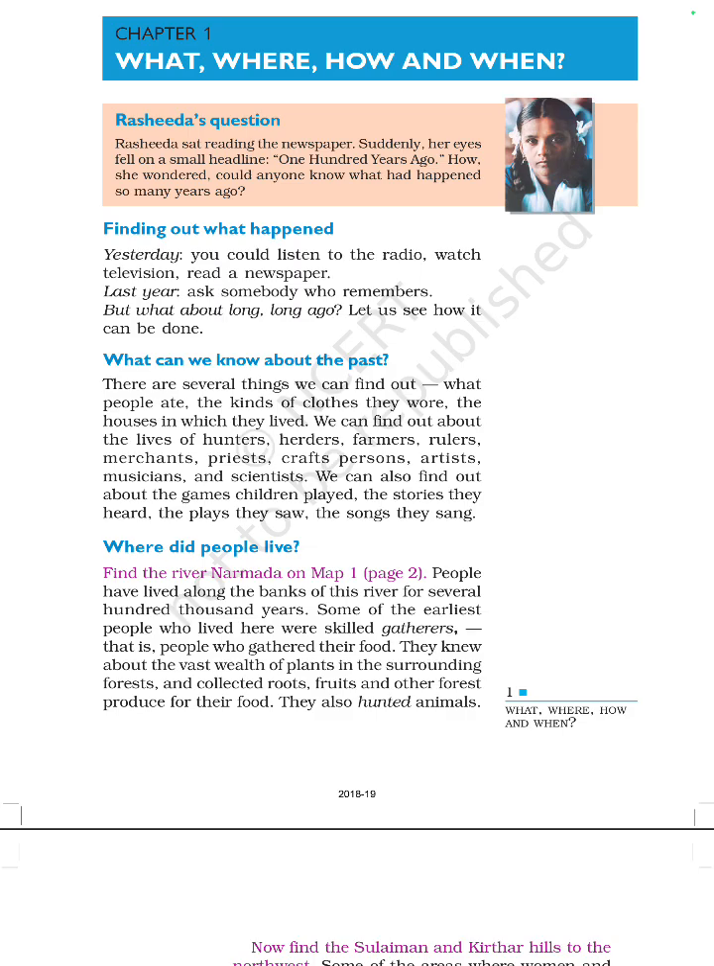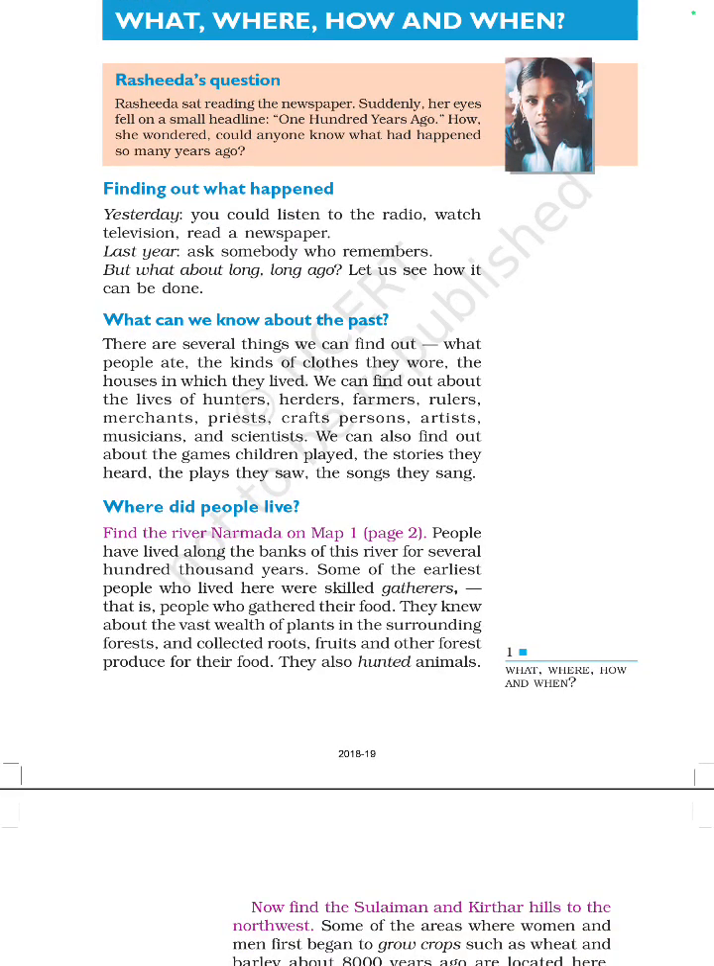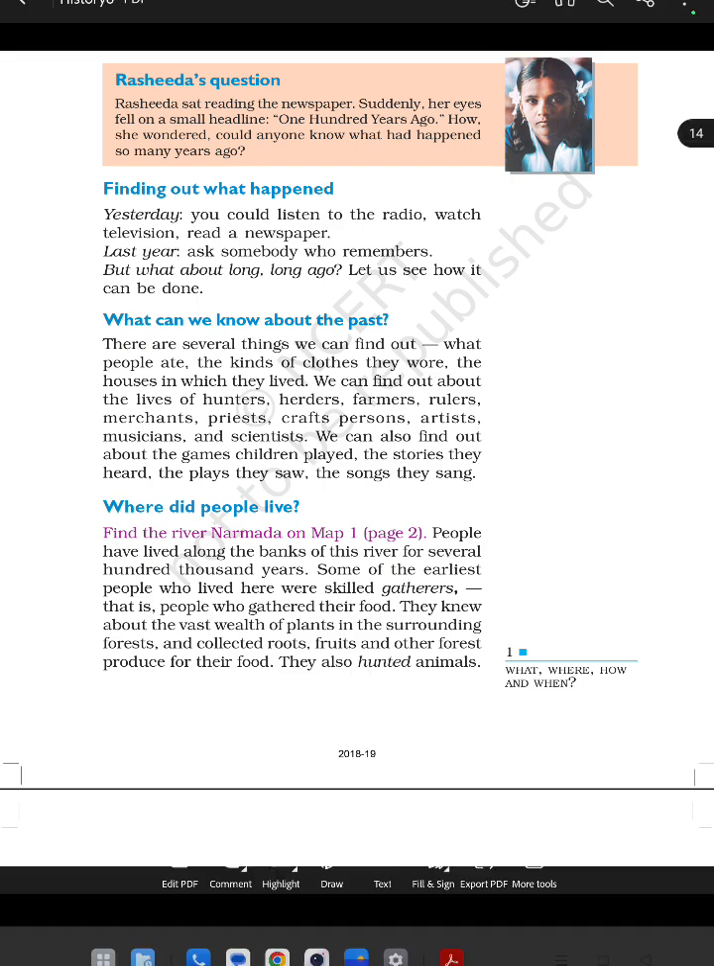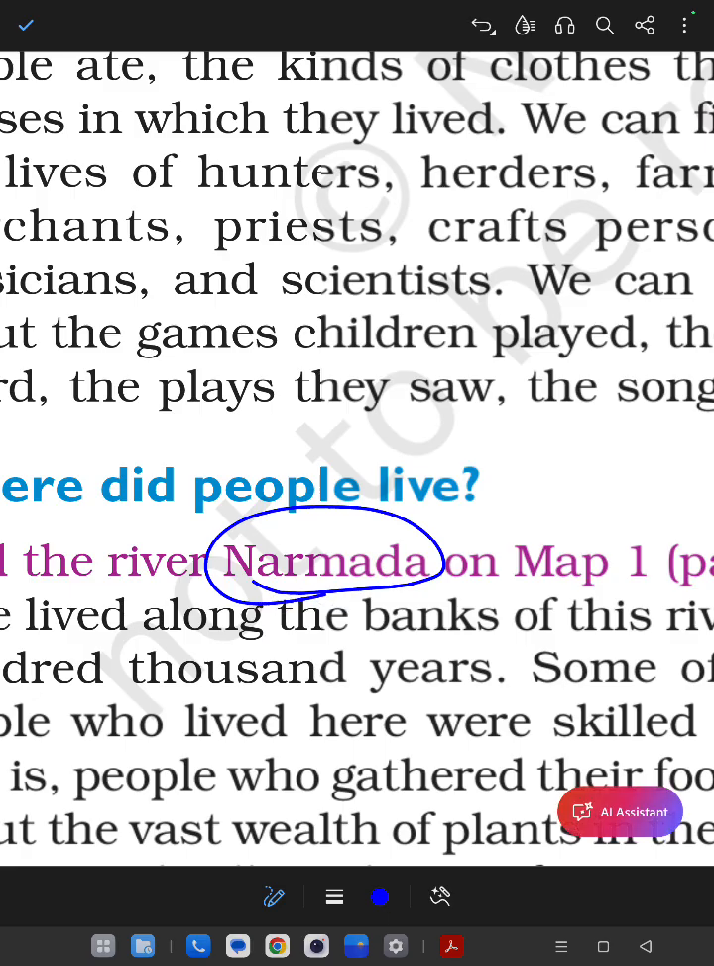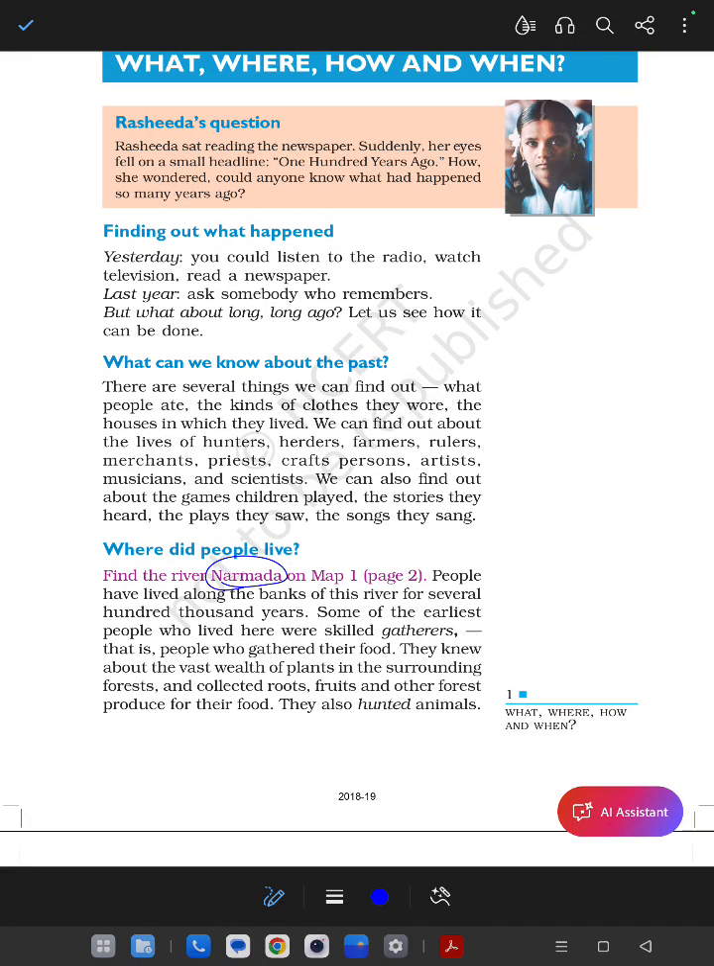Now here there is a point: what can we know about the past. So it is showing about our past, the way we lived and all. Next, coming to where did people live. This is important as per UPSC. Now see the point which is mentioned here, that it is given about Narmada. So here river Narmada becomes important for us. Now how to read for UPSC? Here we have to read about Narmada.